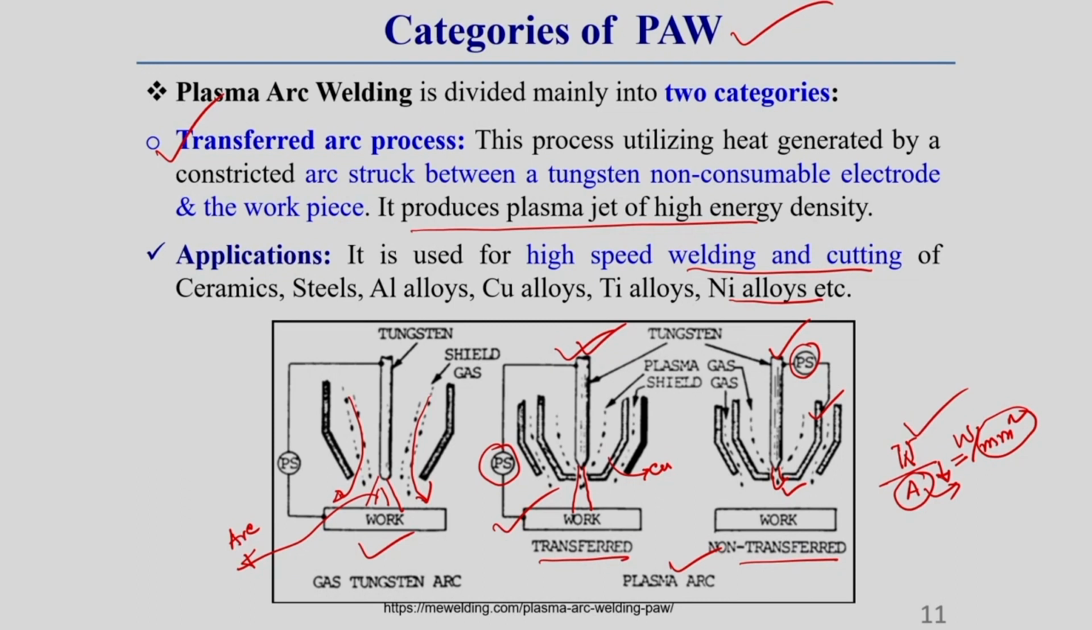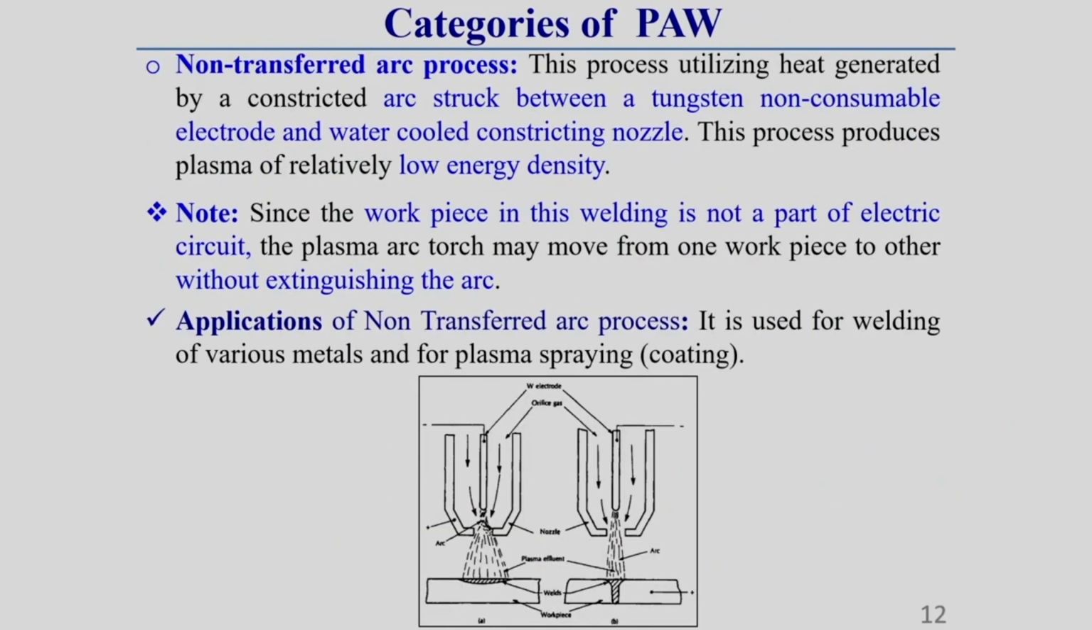Whereas in this non-transfer mode welding process, you see here as this power source is not connected with this workpiece, you can see there is no connection of this power source with the workpiece. So, you can move this nozzle from one workpiece to another workpiece without stopping the arc. There can be continuous movement from one workpiece to another workpiece. That thing you should also keep in mind. That thing only I have written here.